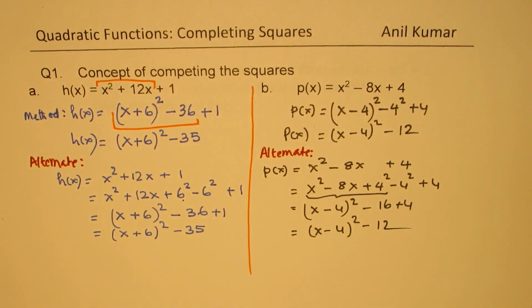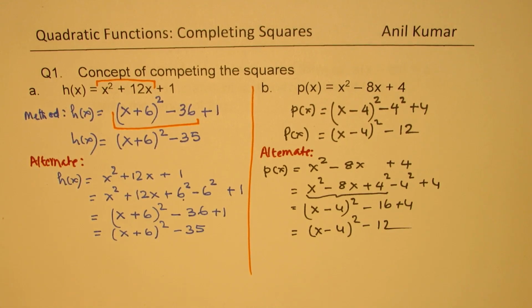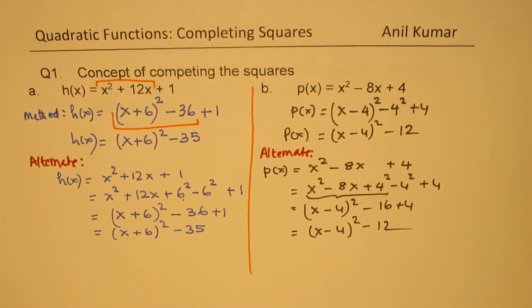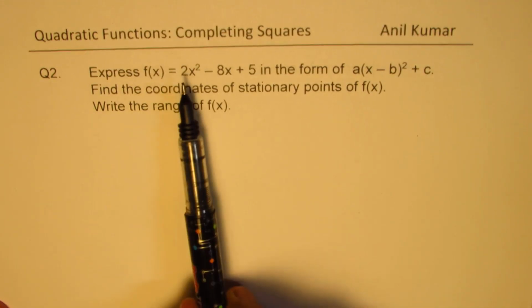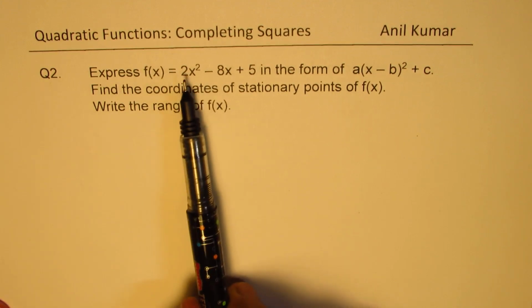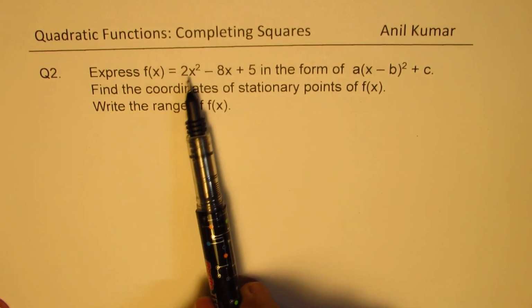Is that clear to you? So exactly the same answer you're getting. Perfect. So I hope now you've understood the process. Let's take up the next question. Now in this case, the coefficient is not 1, right? So we'll have to factor this out and you'll see how we should do it.